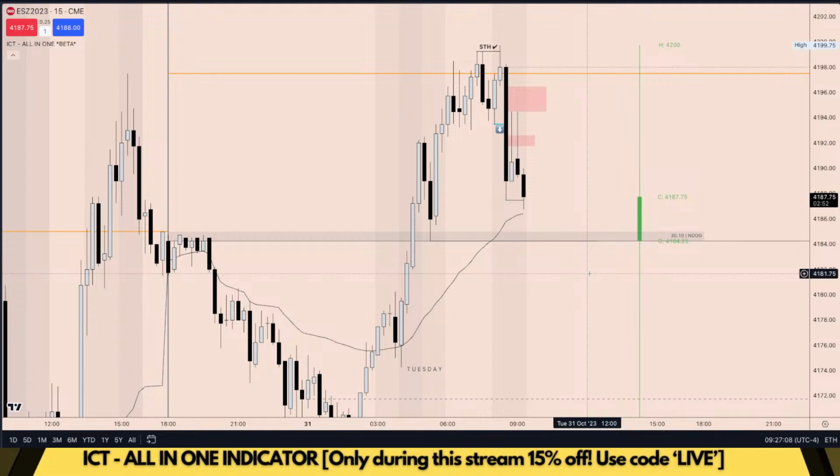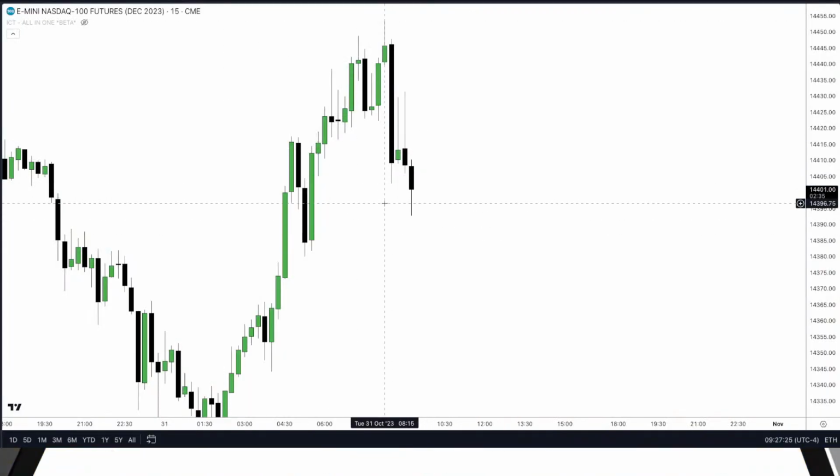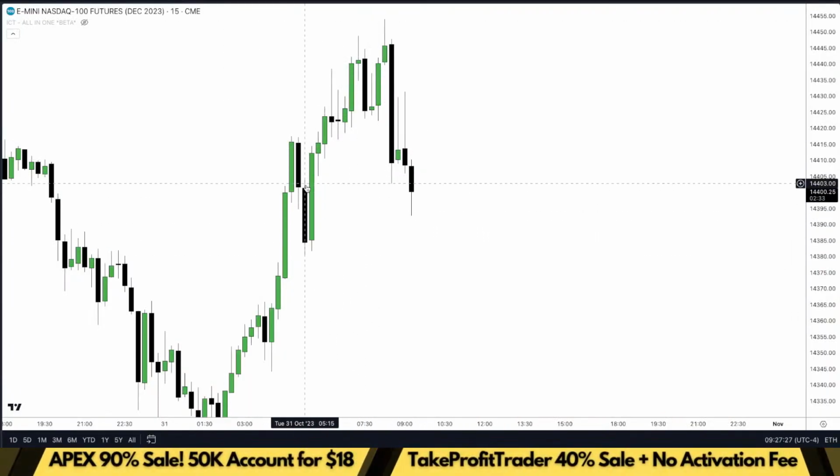We have 2.5 more minutes until the New York Open. We have the 8:30 opening above the previous day's high. We continue to dive deeper into this order block right here. We will see if we can break below it.